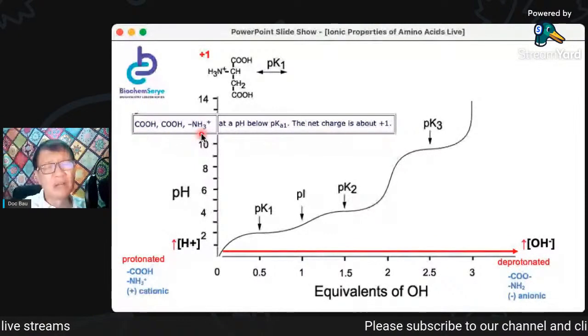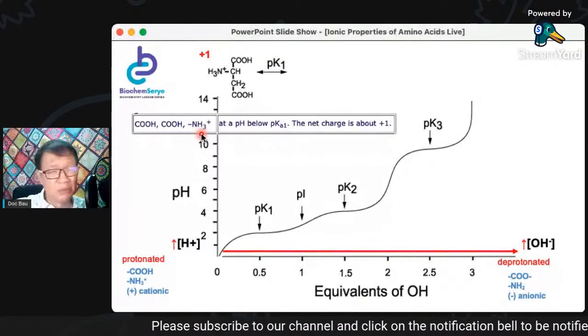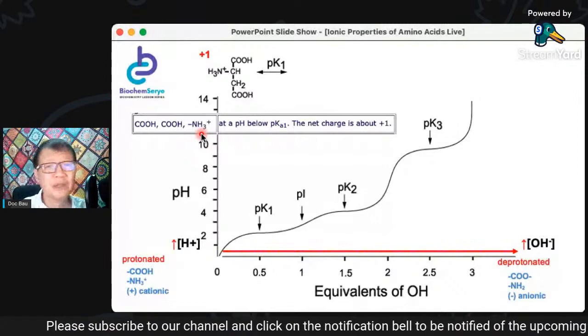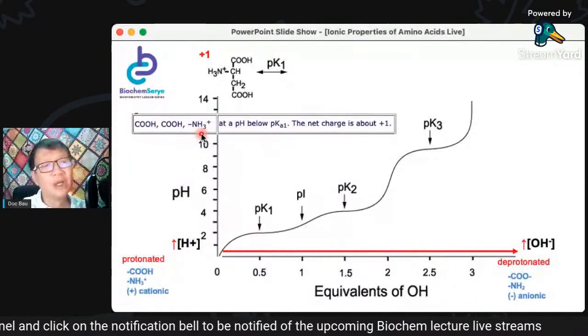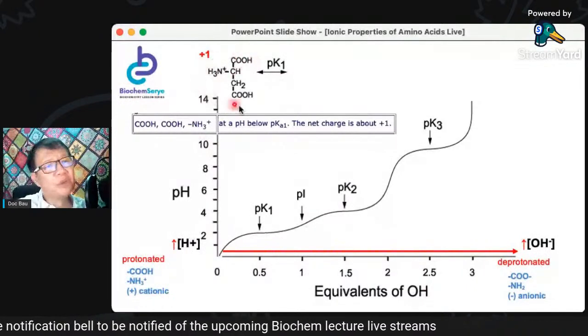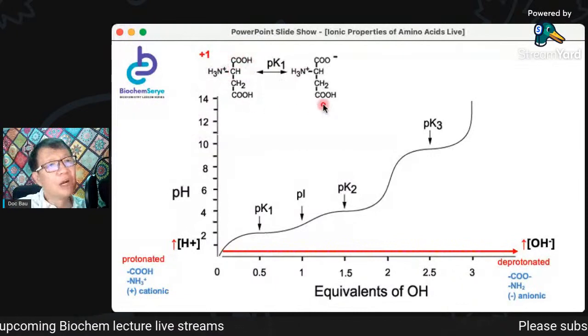Then your alpha amino is 9. But the alpha amino group is not the most basic. We will see later on. It's basic, but you have functional groups that are more basic than your alpha amino. So knowing the pKa values, the one that will donate first will be your alpha carboxyl, right?